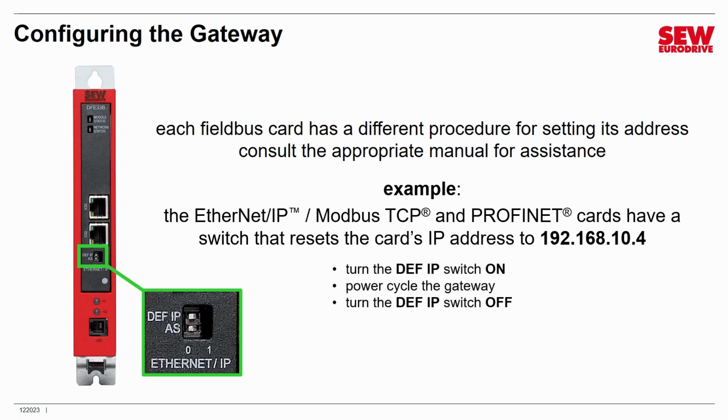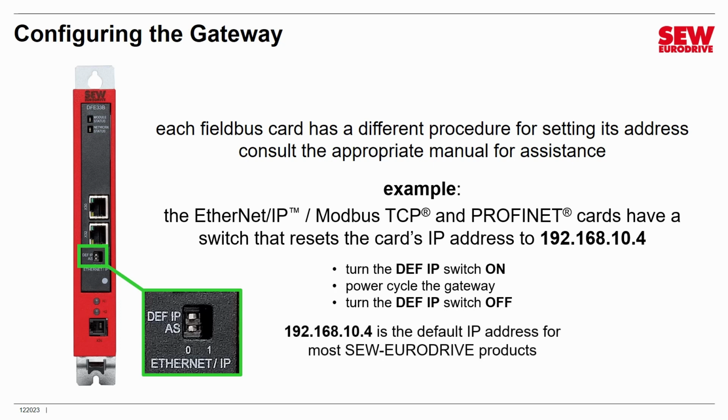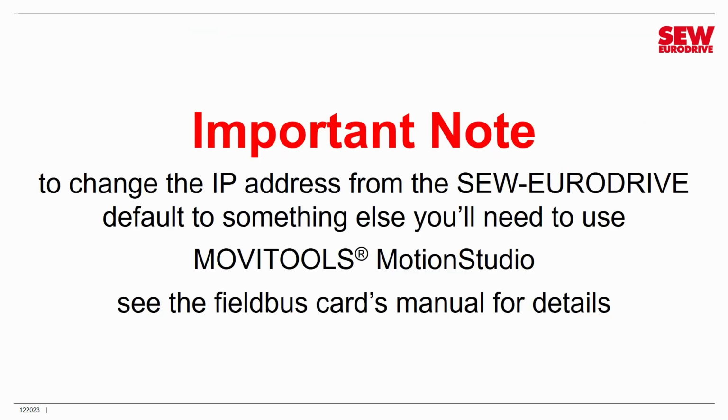And so here's what you do. With the gateway powered off, you turn the default IP switch on. Then you turn the gateway on, you allow it to boot up. Give it plenty of time to do this. Then turn it off, turn the DEF IP switch off, and then turn the gateway back on. And when the gateway powers up, it will be on that default address, which is 192.168.10.4. Almost all of SEW Eurodrive's IP-based products default to this, so it's something you can count on most of the time.